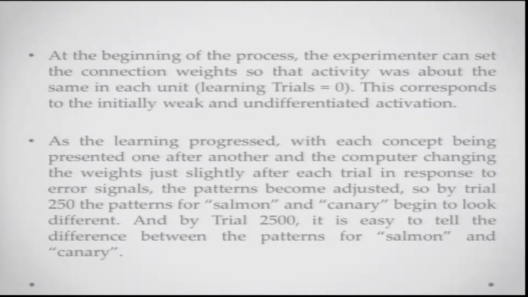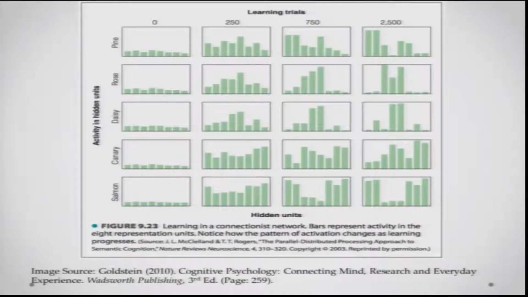As the learning progresses, with each concept being presented one after another again and again, and the computer changing weights very slightly after each trial in response to error signals, by the time trial 2500 is reached, the network has learned, as you can see here, to classify these concepts very differently and probably come up with correct classifications.